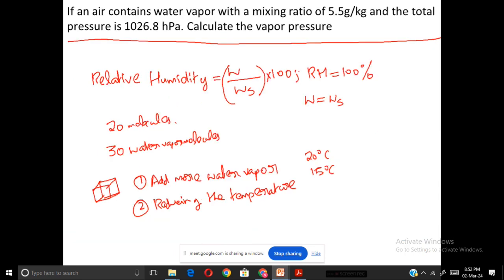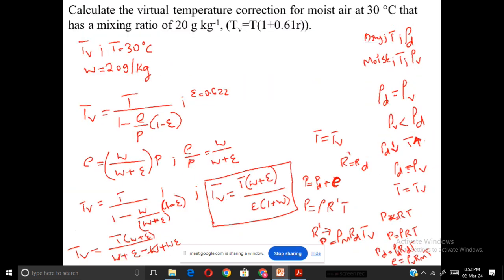And we also learned relative humidity, which is basically the actual mixing ratio of the parcel to the maximum it can hold. So W by Ws into 100, because it is expressed in percentage, we find the ratio and multiply by 100. So relative humidity is 100% in the sense the parcel is now holding the maximum amount of water molecules that it can hold. So basically the mixing ratio of the parcel will be equal to the saturation mixing ratio. So that is relative humidity.